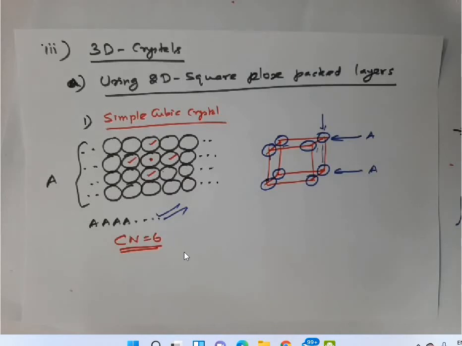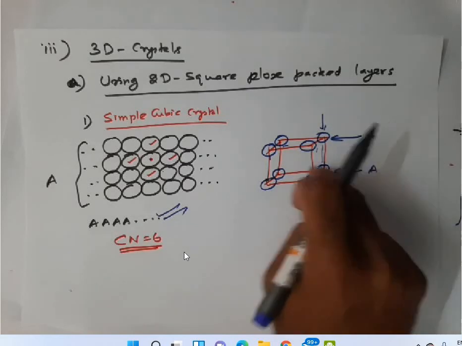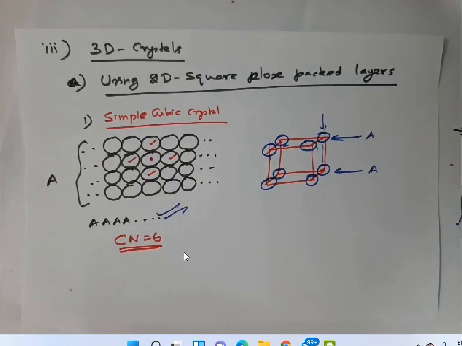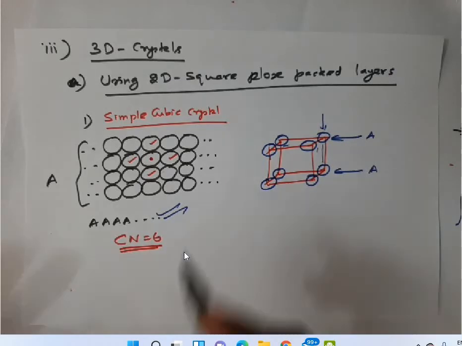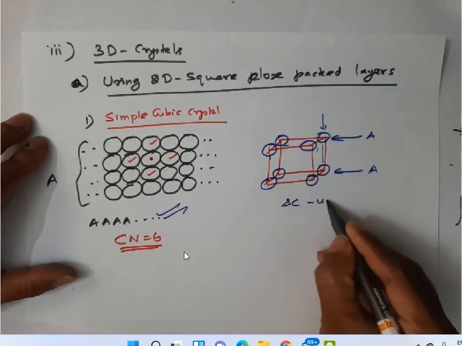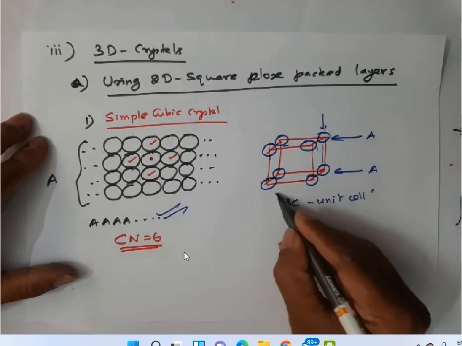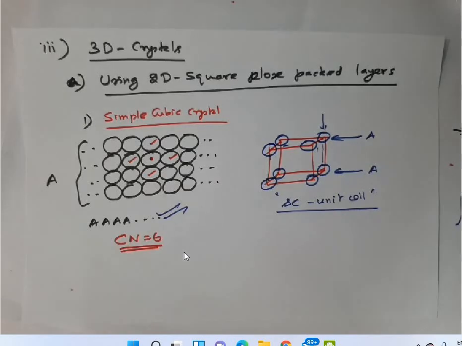Layers as A like that. Then if you observe the unit cell, you will get this type of unit cell. This type of unit cell is nothing but simple cubic crystal, simple cubic unit cell, right? So in simple cubic crystal, the unit cell present is simple cubic unit cell. Note down, very, very important.